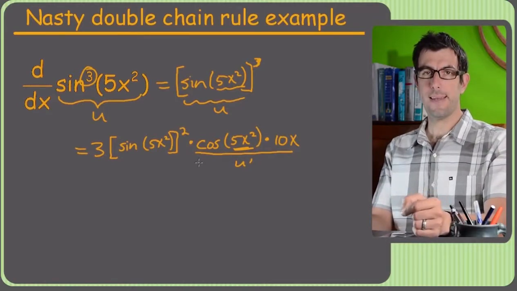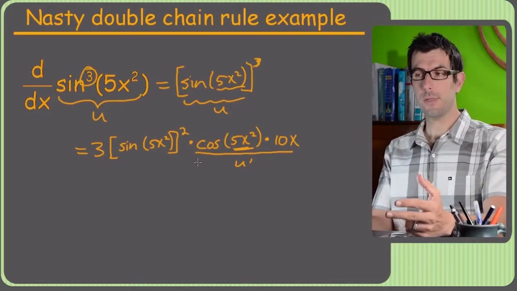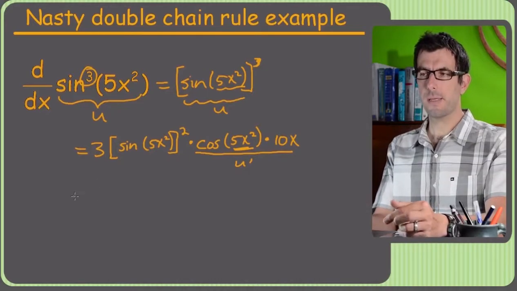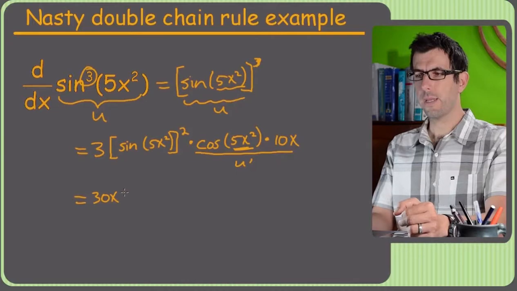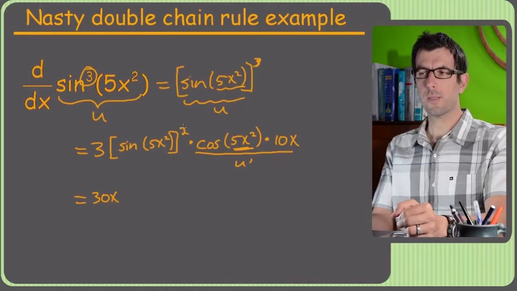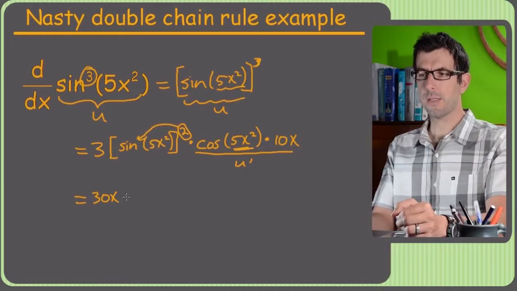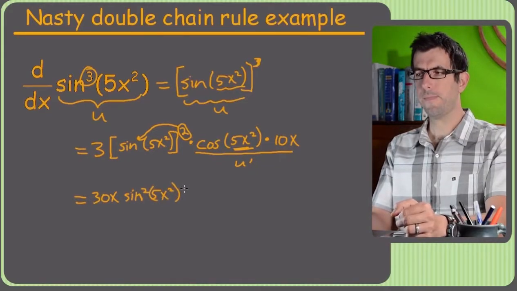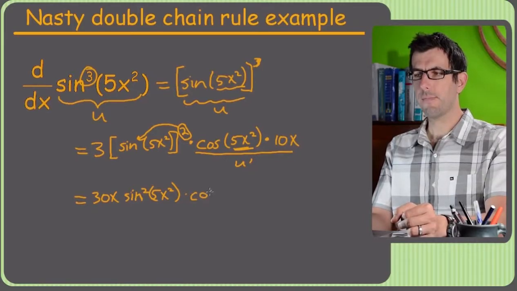All right, so that is my nested chain rule example. Now I can go through and simplify things a little bit. Not a lot I can do, but this 10x and that 3 should probably be combined. So I'll get 30x out front. And then I'll get this sine 5x squared, quantity squared. I could move this 2 into the more normal place people write it, which is right above the sine. So I'll just rewrite that as sine squared of 5x squared. And then I've got my cosine of 5x squared as well.